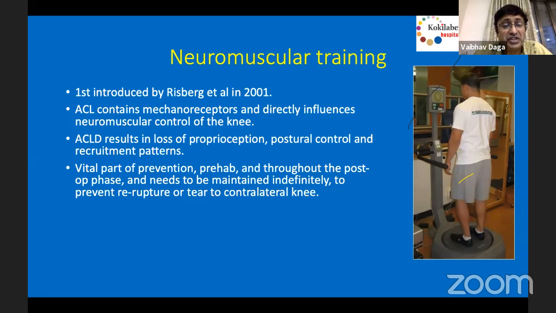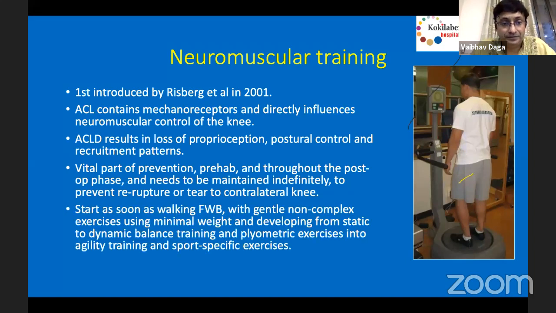So it is a vital part of prevention, prehab, and throughout the post-op phase, and needs to be maintained indefinitely to prevent re-rupture or tear of the contralateral knee. So it is a very important phase of your rehab, the neuromuscular training. This training has to be very well done, and it becomes a very vital part, as it is said there, for prevention, or even in the prehab phase you can start with that. Then throughout the post-op phase, and it needs to be maintained indefinitely till the player or the person gets back to his particular sport. When do we start?